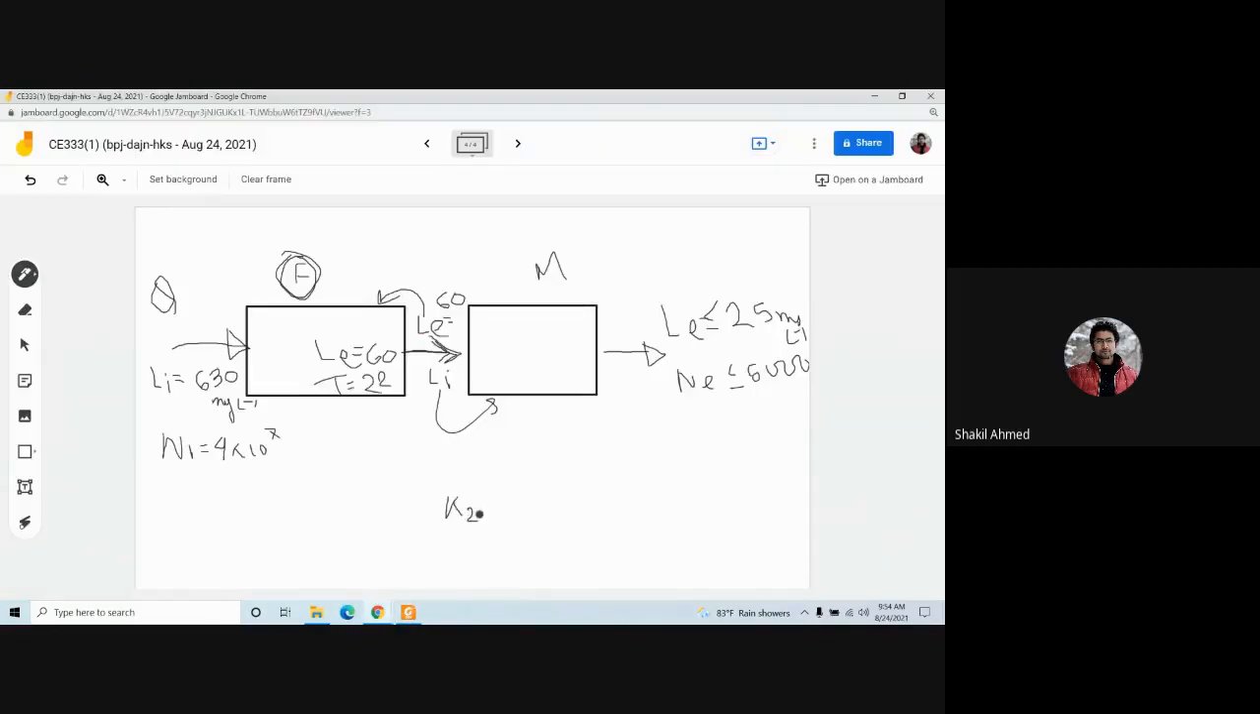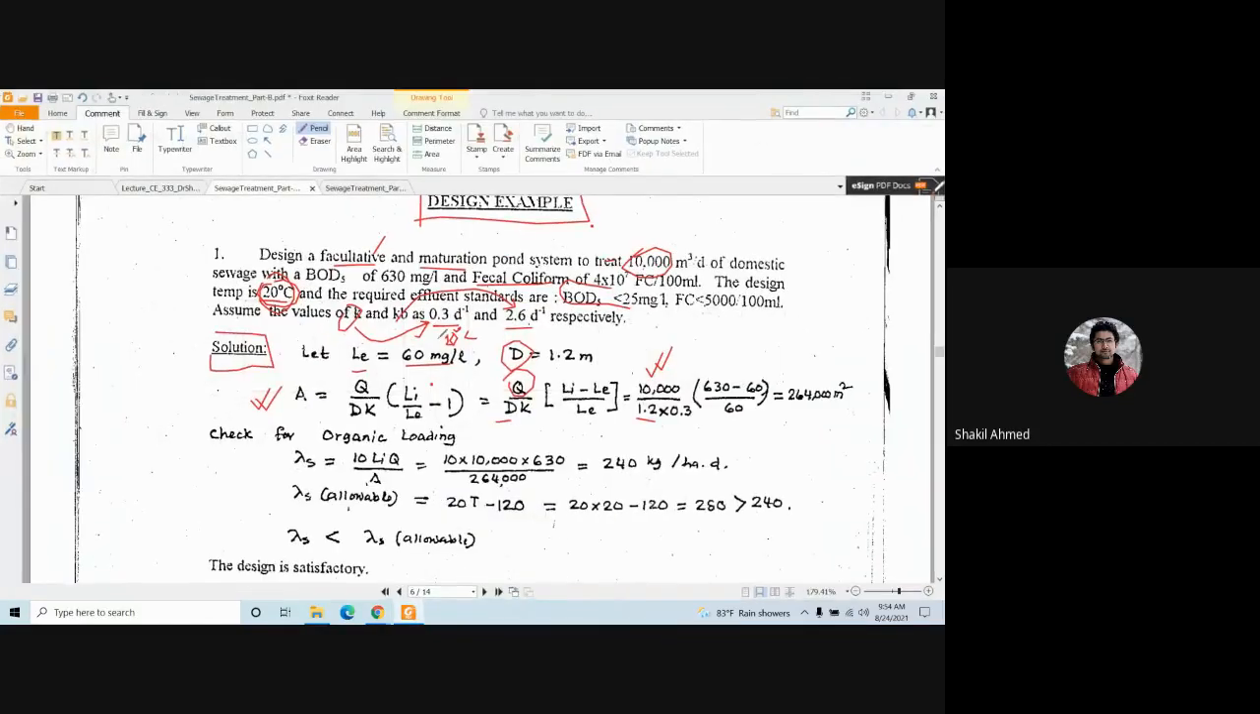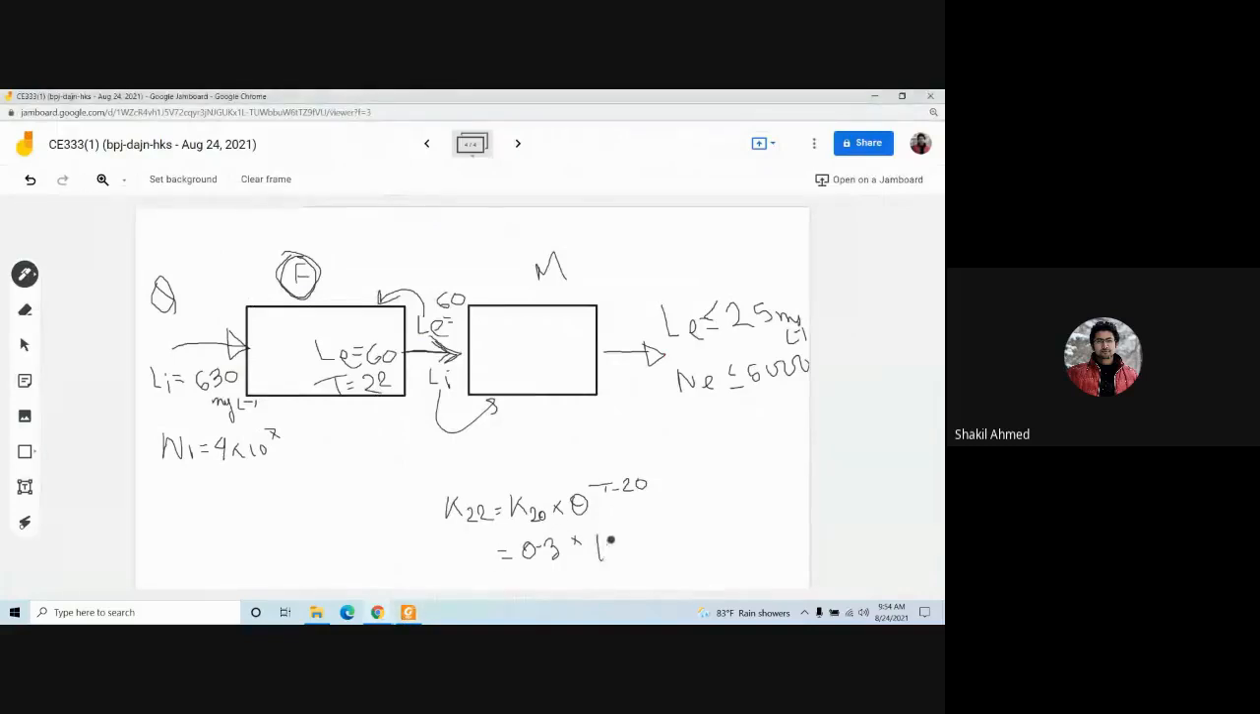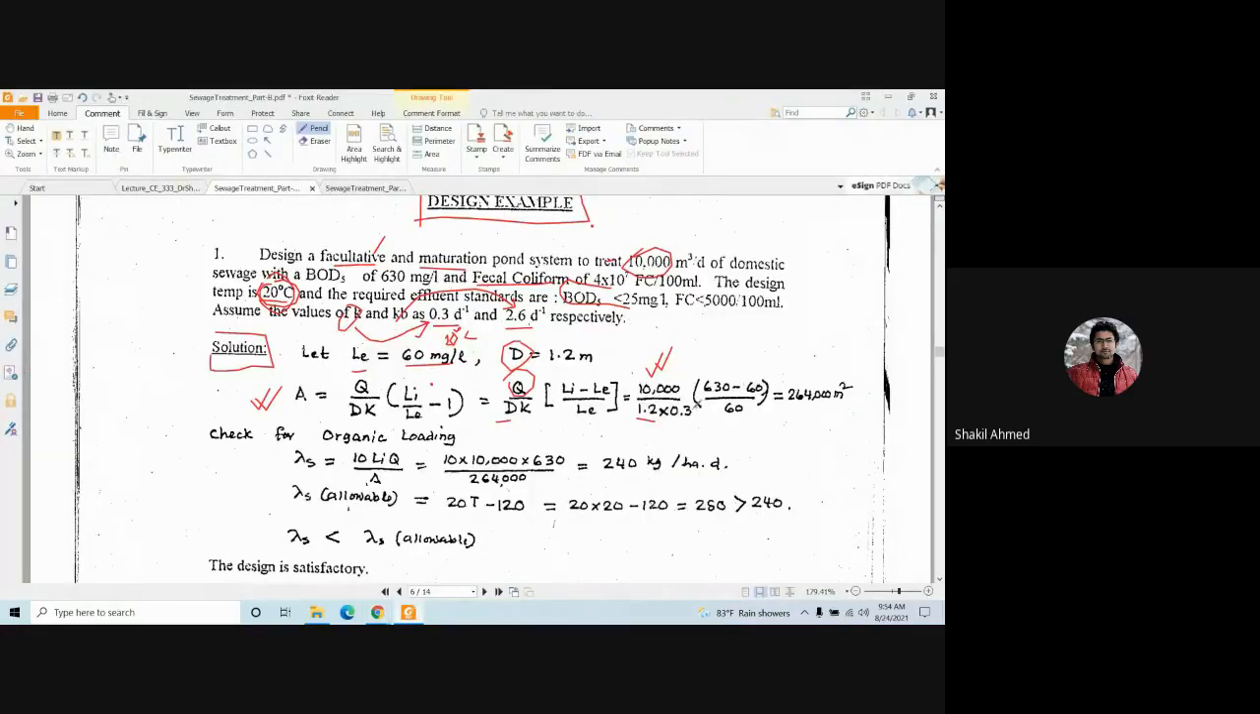K22 equals K20 into theta to the power T minus 20. Am I right? Yes, sir. And this is 0.3 at 20 degrees Celsius. This 0.3 is given. Theta, let's say, is 1.05 to the power 22 minus 20. So this value, let's say, is 0.35. So you have to use 0.35 here.